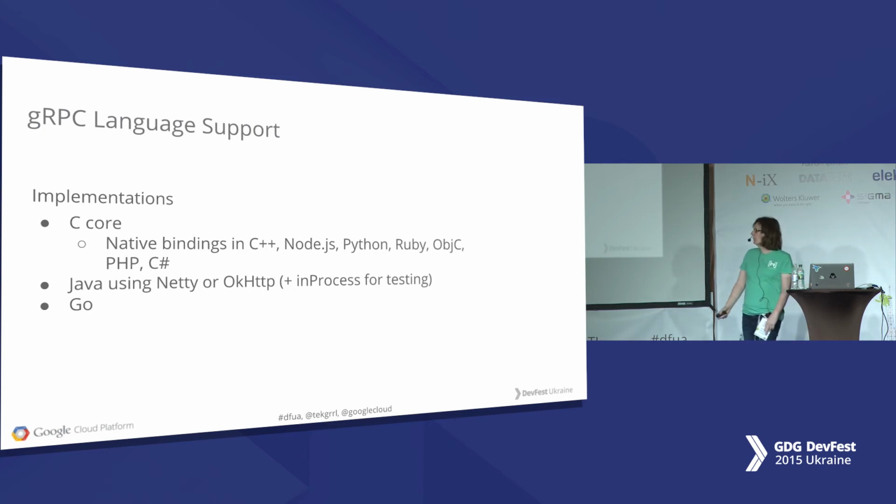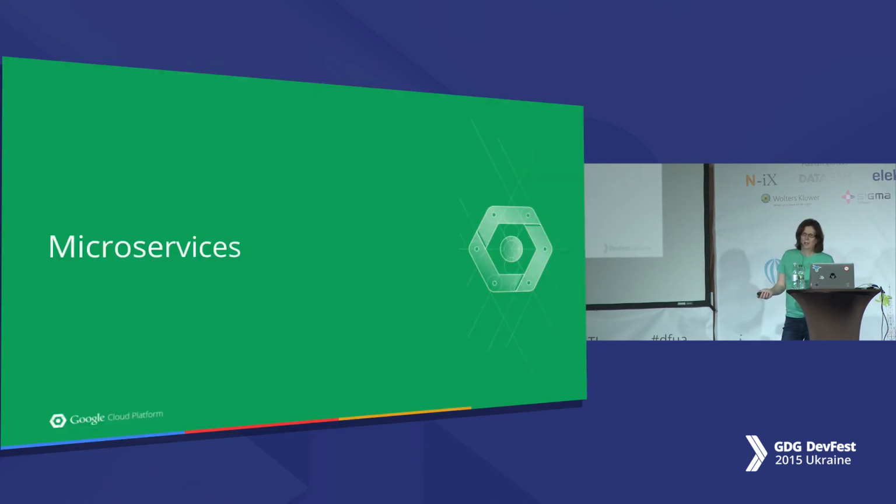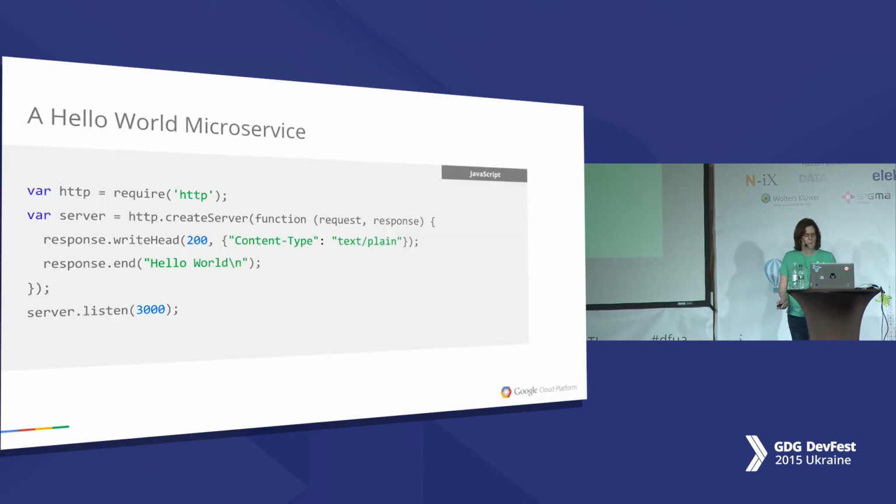In terms of language support currently, we have bindings for C++, Node.js, Python, Ruby, Objective-C, PHP and C, C#, and also Java using Netty or OK HTTP. In-process is also there for testing. It also supports Go out of the box as well.